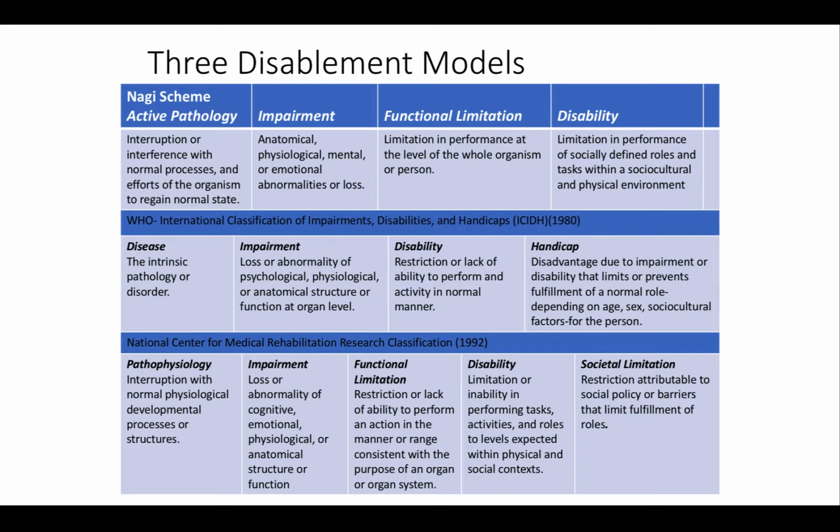There's also a model from the National Center for Medical Rehabilitation and Research classifications. This is one of the more recent models from 1992. Again, their terminology includes pathophysiology, impairments, functional limitations, disability, and then the added factor in that model is the societal limitation. So the restrictions and the attributes to social policy or barriers that limit your fulfillment of roles.